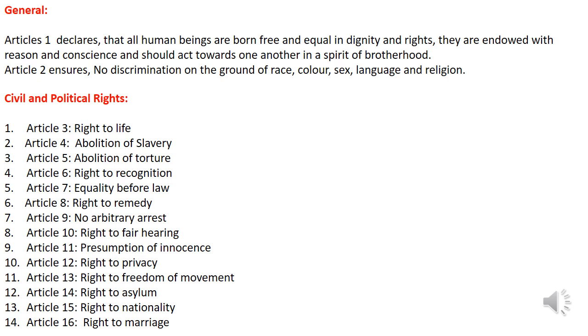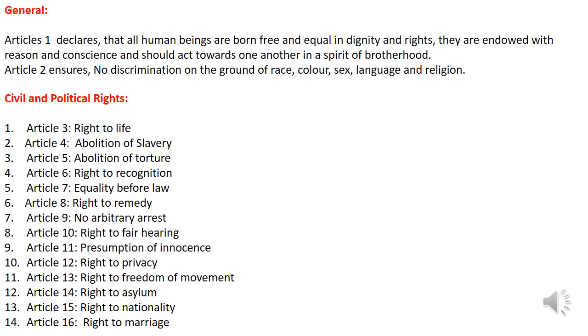Coming to Article 11, presumption of innocence. Everyone charged with a penal offence has the right to be presumed innocent until proved guilty according to law in a public trial, where he has all the guarantees necessary for his defence. Coming to the right to privacy under Article 12. Nobody will be subjected to arbitrary interference with his privacy, family, home or correspondence, nor to attacks upon his honor and reputation. Everyone has the right to protection of the law against such interference or attacks. So this is another right.